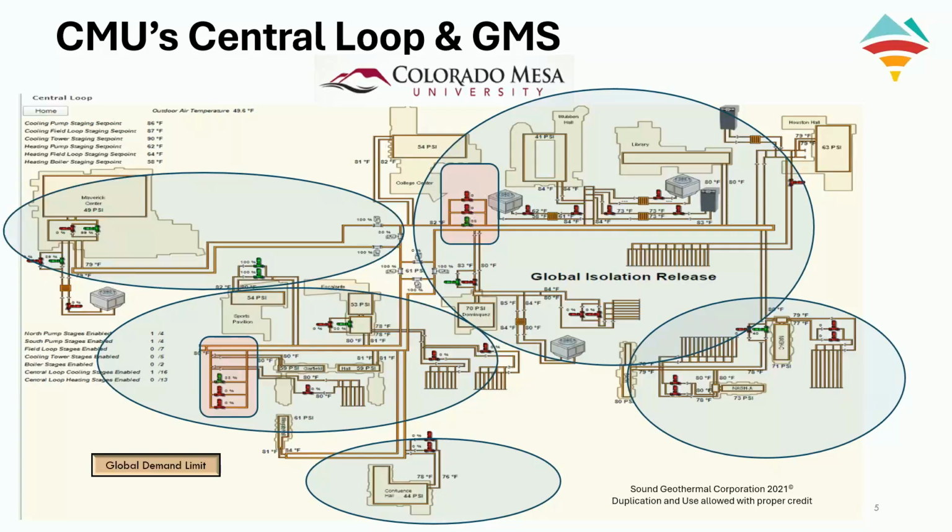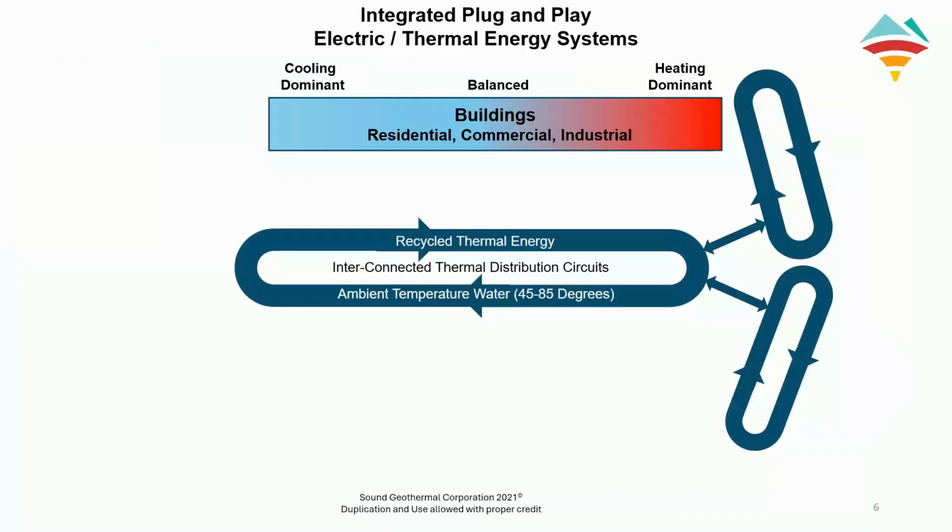As we go through this, we're currently planning on this campus another 1.3 million square foot addition, which is going to be a sixth and probably seventh micro loop. This is kind of a nice cartoon. It gives you a little broader perspective of what we have. Buildings on the loop can be commercial, residential, or industrial. They're cooling dominant or heating dominant, it doesn't matter. They could be balanced. It just depends.